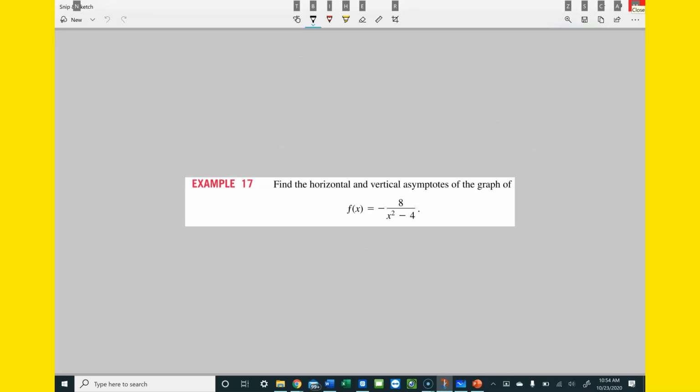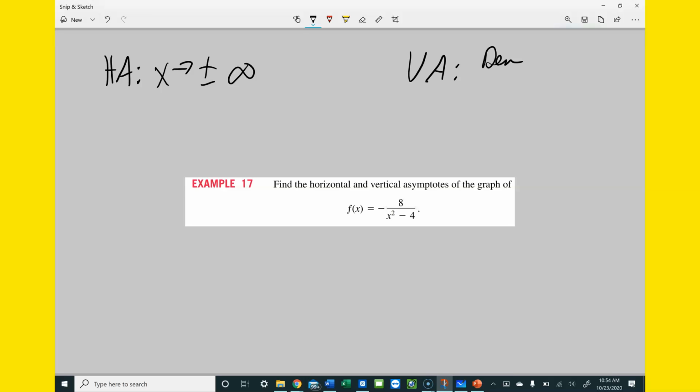Once again, on example 17, we're finding horizontal and vertical asymptotes. Horizontal asymptotes are when x approaches positive and negative infinity. Vertical asymptotes is when the denominator is 0.